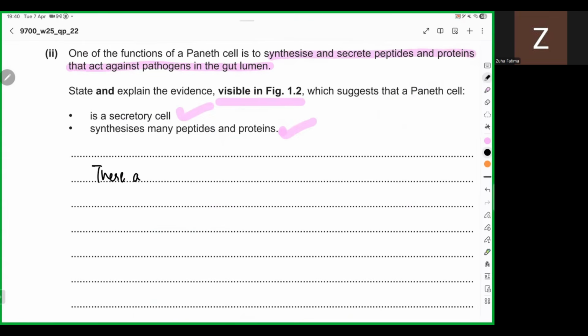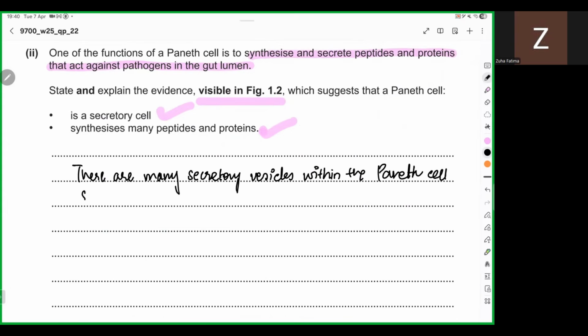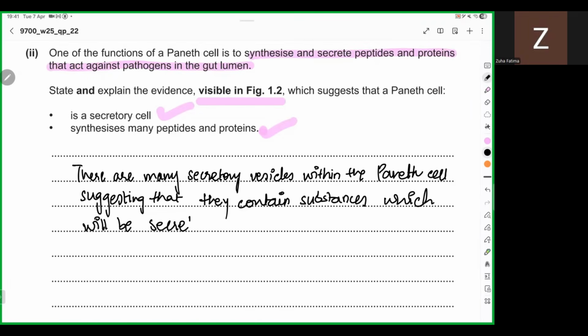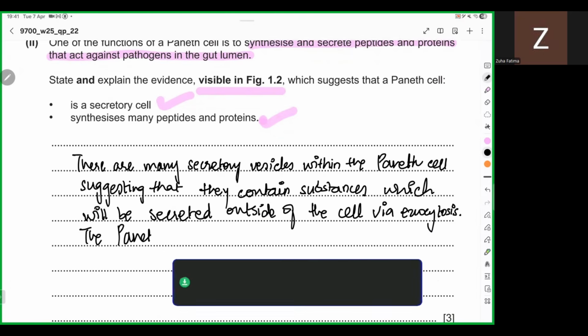There are many secretory vesicles within the Paneth cell, suggesting that they contain substances which will be secreted outside of the cell via exocytosis.